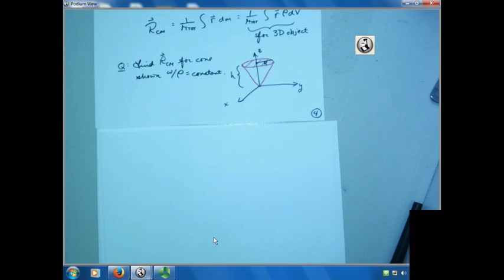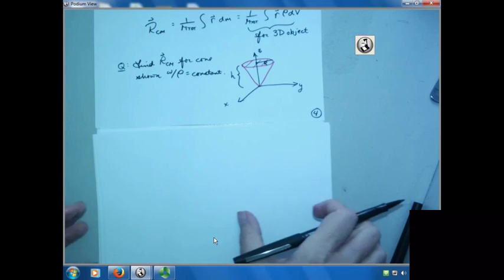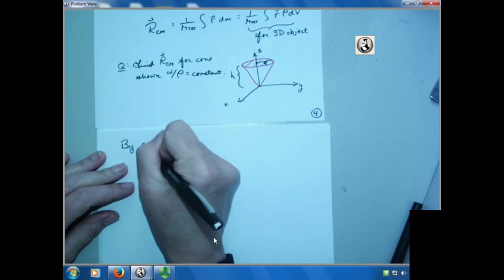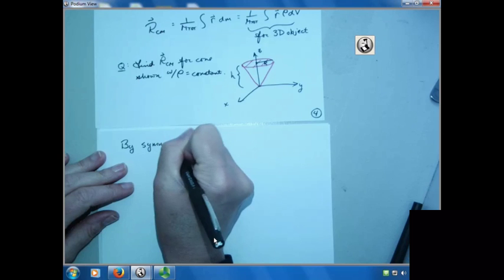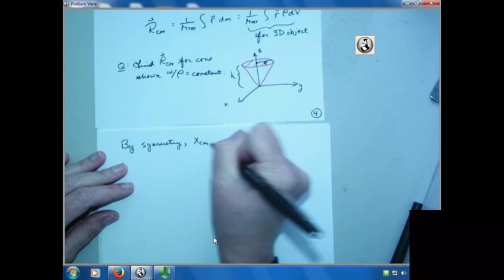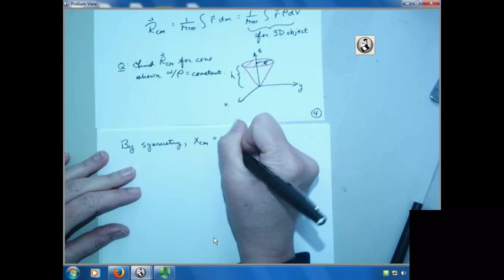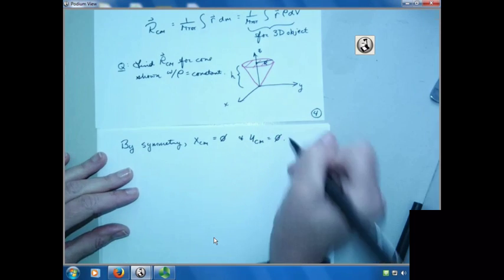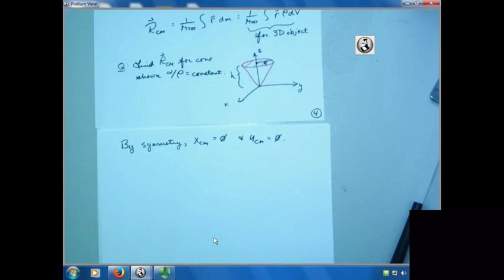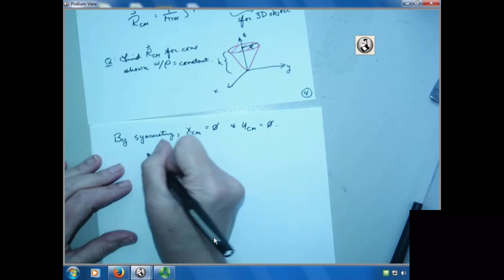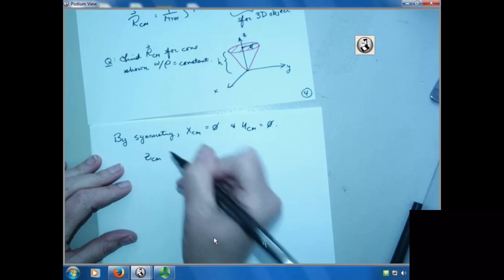All right? So by that argument, by symmetry, I know that for this object, the x component of the center of mass is 0, and the y component of the center of mass is 0. All that's left is for me to find the z component of the center of mass. I'm already two-thirds done. Okay. So, the z component of the center of mass.